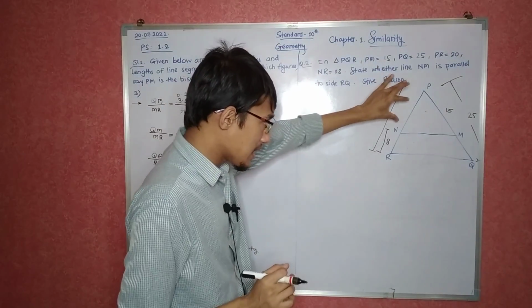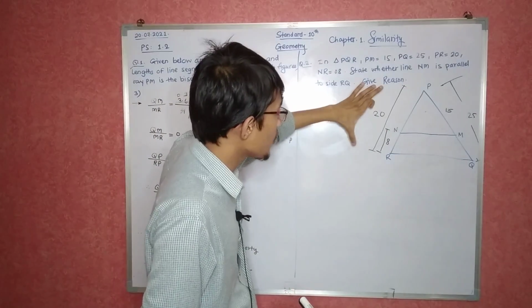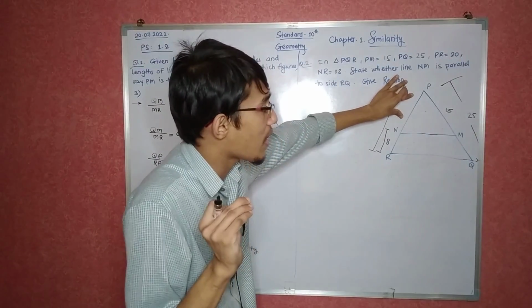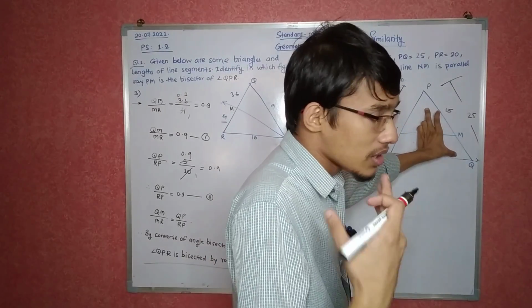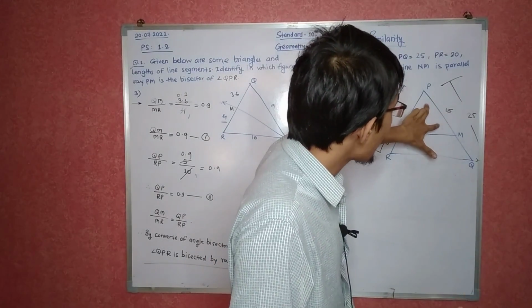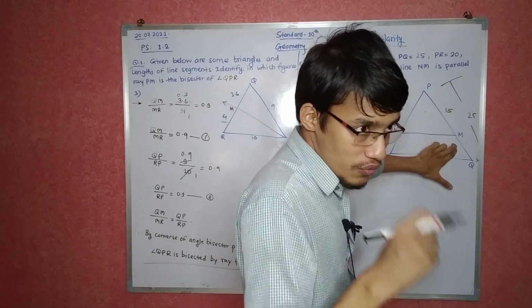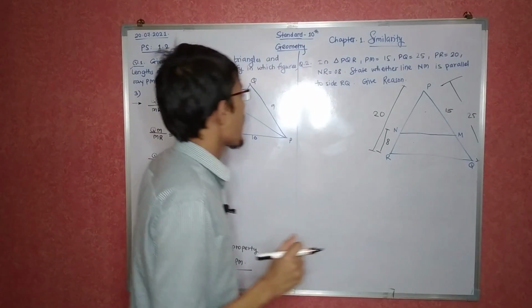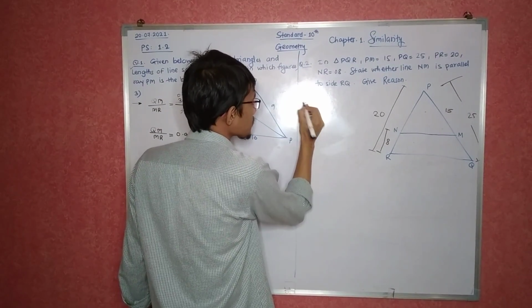उसके लिए हमें PN का वैल्यू मालूम होना चाहिए, जो हमें नहीं मालूम है. We know what is NR, we know what is PR, but we don't know what is PN. So first we have to find the value of PN. In this case also, for the other side we have the value of PM but we don't have the value of MQ, so we have to find MQ also. So how will we find it?